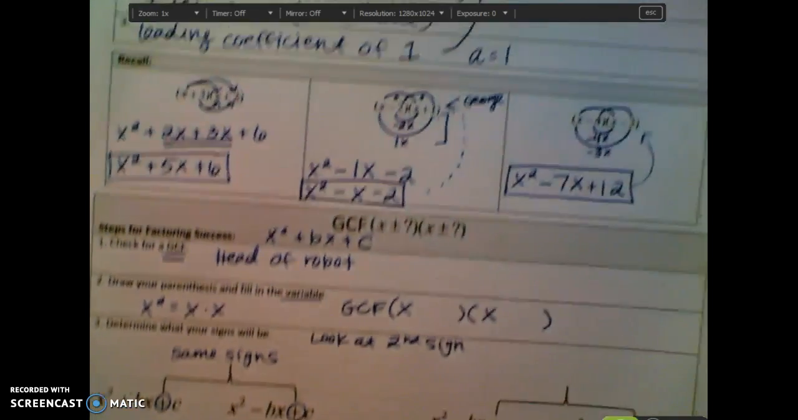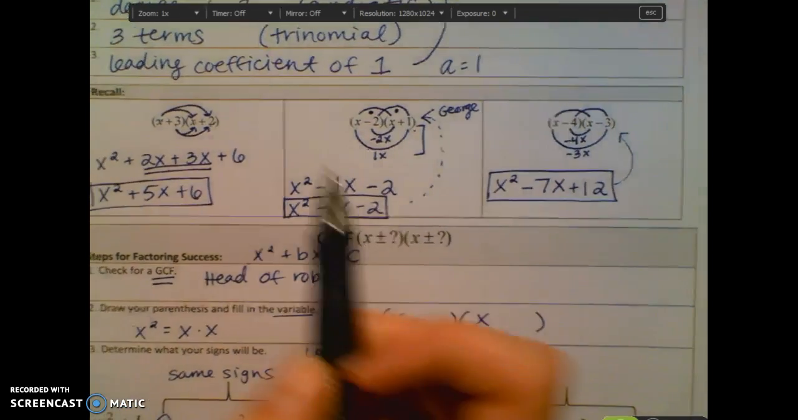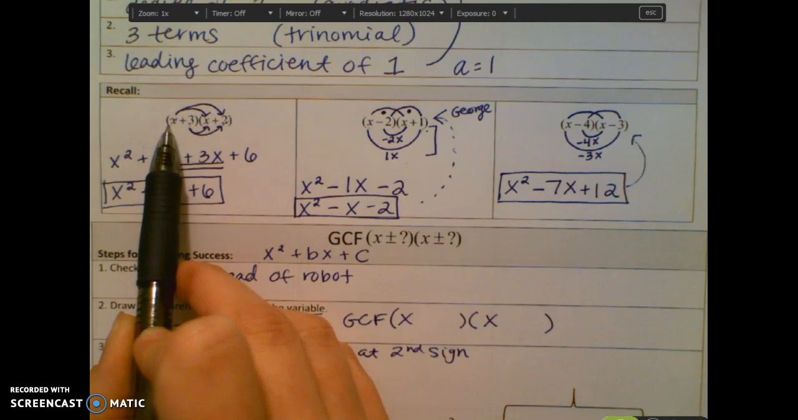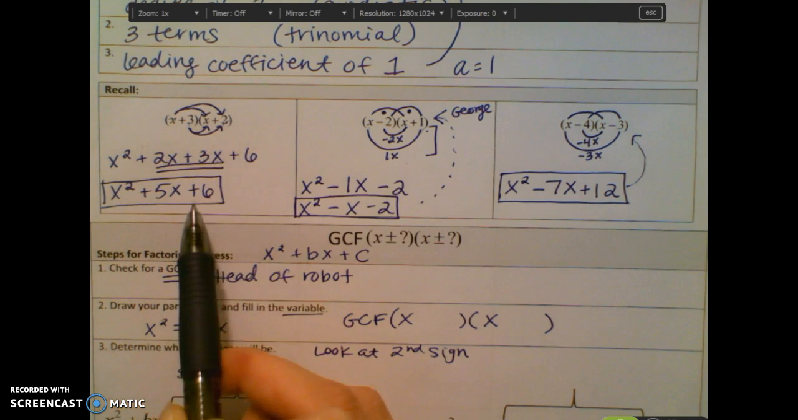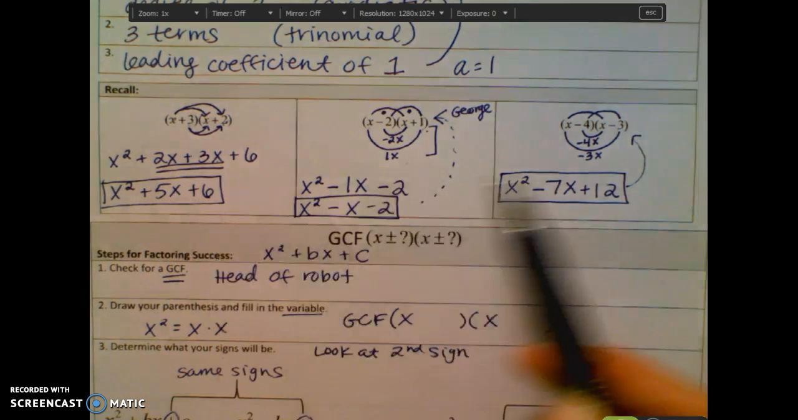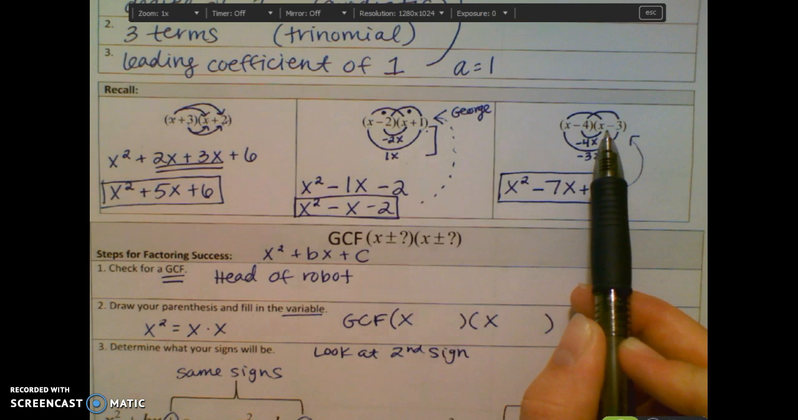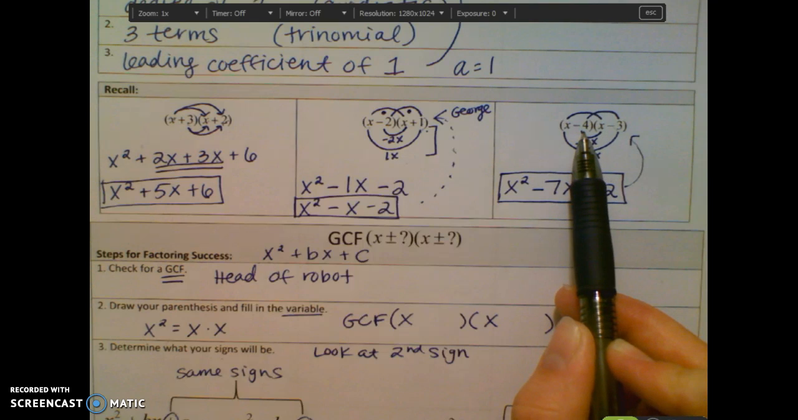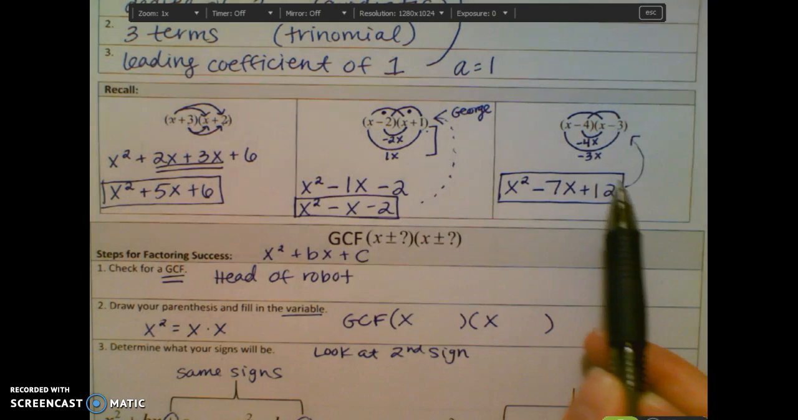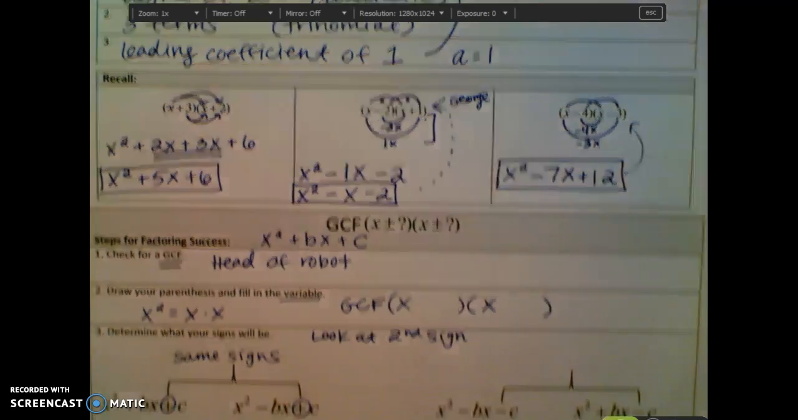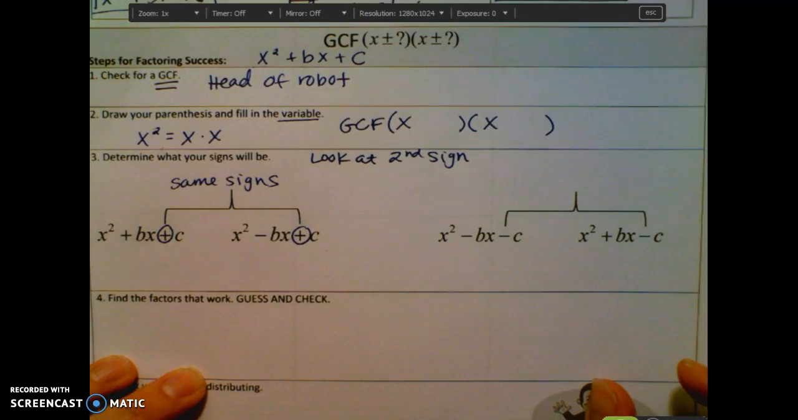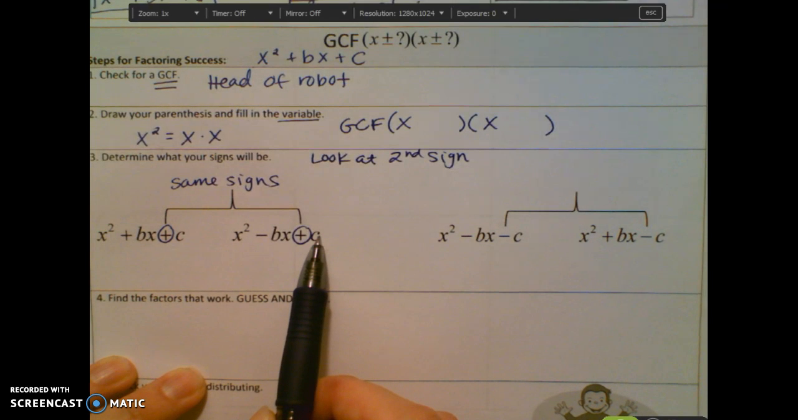Let's go up to the top and look at why that is. Whenever we have the same signs here, when we have a positive and a positive, when we multiply that 3 by the 2, we get a positive 6. And then in this example, we have a negative and a negative, same signs. When we multiply the negative times the negative, we end up with a positive. So whenever the signs are the same in our factors, that means that we end with a positive c.